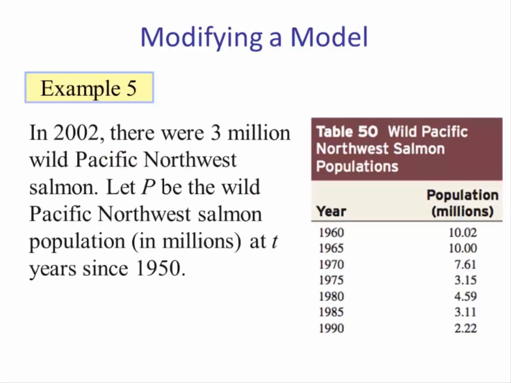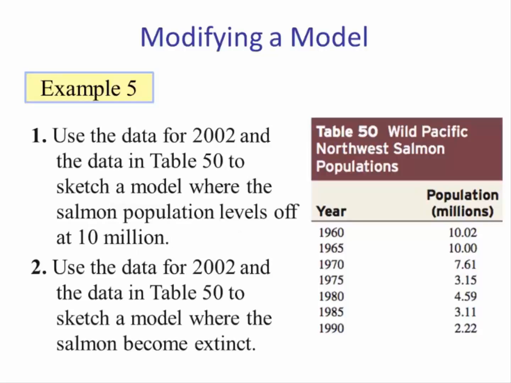Example number 5. In 2002, there were 3 million wild Pacific Northwest salmon. Let P be the wild Pacific Northwest salmon population measured in millions, T years since 1950. Number 1. Use the data for 2002 and the data in Table 50 to sketch a model where the population of salmon levels off at 10 million.